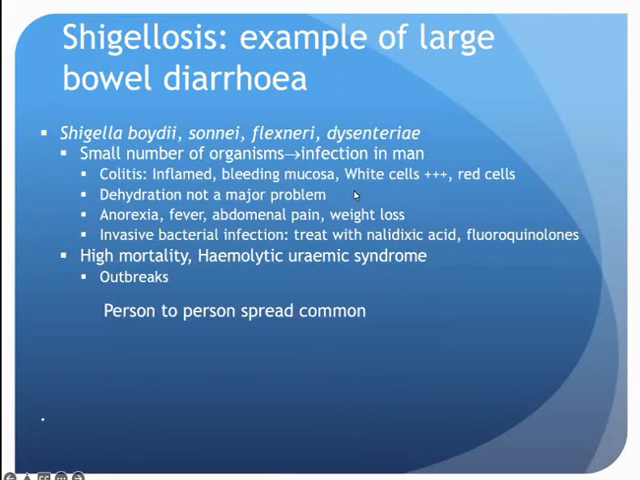mucosa, you get white cells, red cells, and because it's large bowel and most of the absorption we know takes place in the small bowel, dehydration is not a problem, but fever, abdominal pain, weight loss, lack of appetite and not wanting to eat are all symptoms of this. It is an invasive bacterial infection and is important to treat it with antibiotics, and fluoroquinolones are the drug of choice. It has a high mortality if you don't treat it, and again, this tends to occur in outbreaks with person-to-person spread.